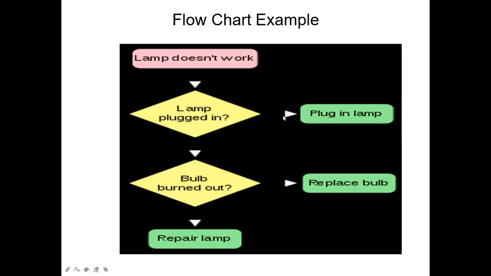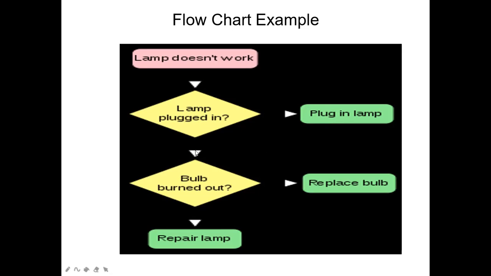In case of no, plug in the lamp. In case of yes, check the other condition. If the condition is true here, like plug in the lamp, if the lamp was not plugged in and this condition becomes true and you plugged in the lamp, the program ends here, right? The program ends here. There is no need to go to the second condition.